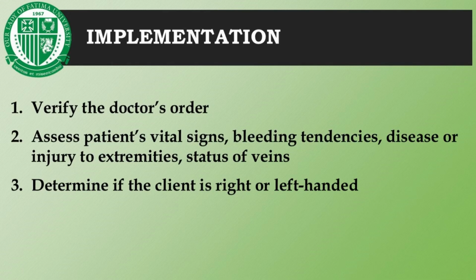Evaluating the condition of extremities and vein status helps determine the best site for IV insertion and avoids injured or compromised areas, such as those affected by trauma, infection, or complications. The nurse should also determine if the client is right or left-handed. Knowing whether the patient is right or left-handed allows the nurse to choose an IV site on the less dominant hand or arm. This minimizes interference with daily activities and reduces the likelihood of accidental dislodgement or discomfort during movement.